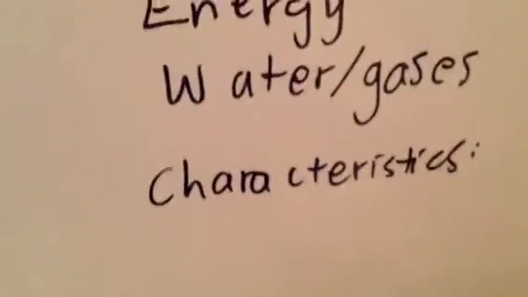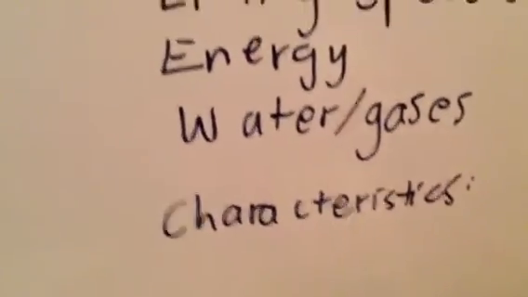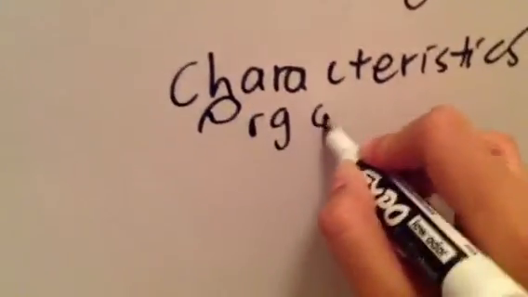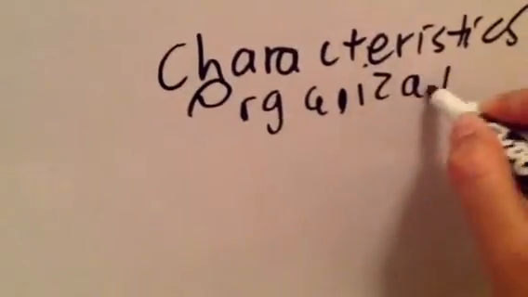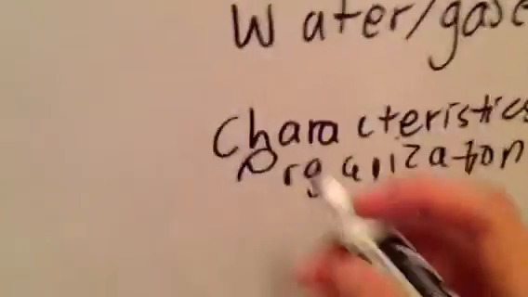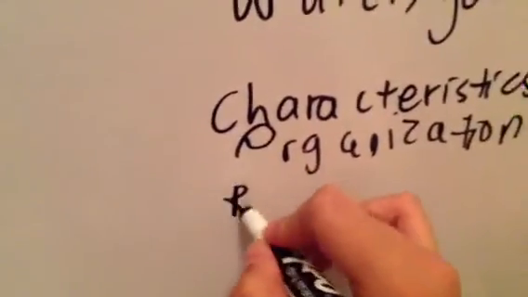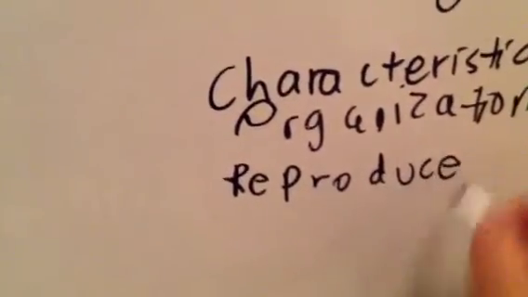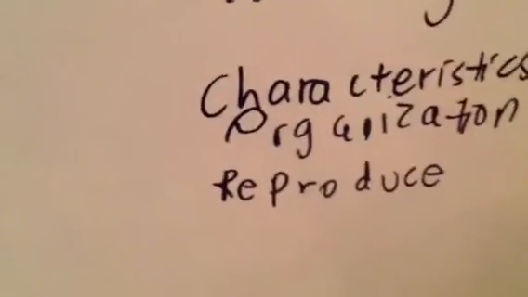Next, we have the characteristics. We have some more of these. Characteristics include organization, and reproduce, respond, and grow.